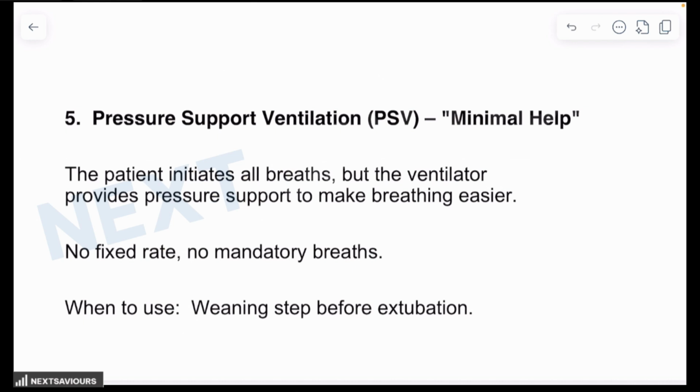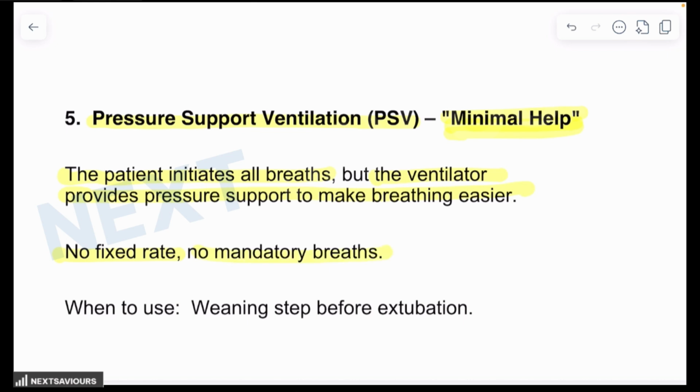But there are some conditions where you have to wean the ventilator out. That means you have to take the patients off the ventilator. So then the modes would be different. One such mode is pressure support ventilation mode, where minimal help is provided by the ventilator. So how does it work? The patient is responsible for initiating all the breaths, but the ventilator provides pressure just to support, in order to make the breathing process easier. So there is no fixed rate, there are no mandatory breaths.